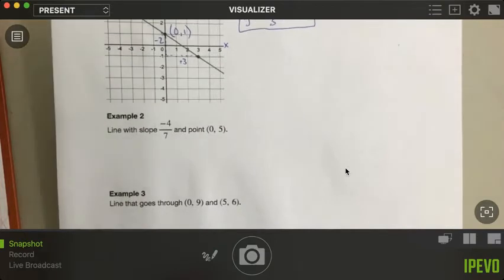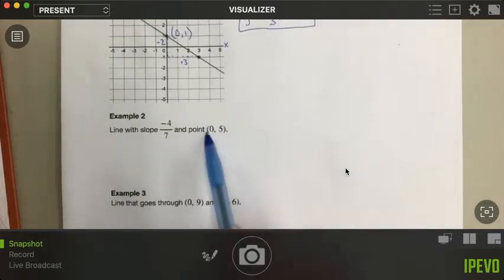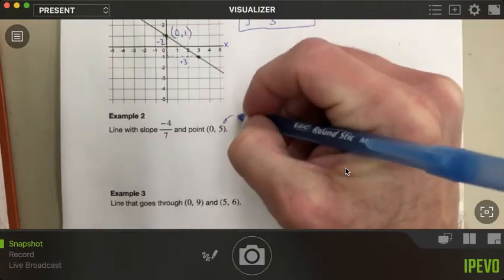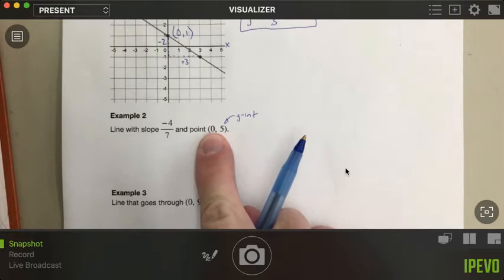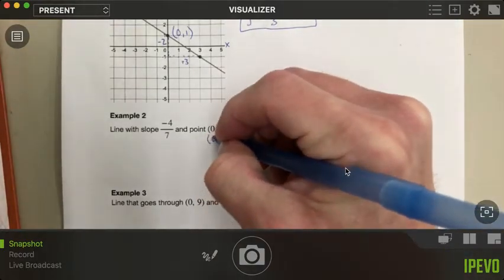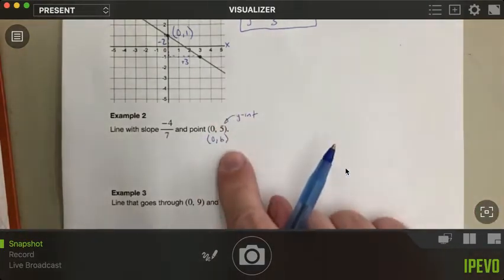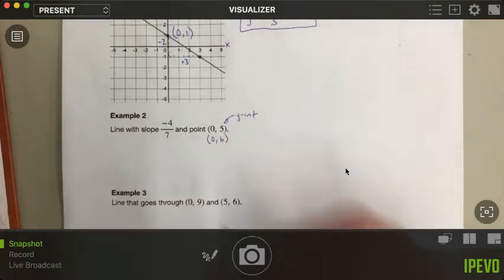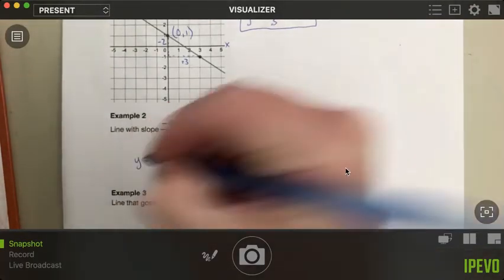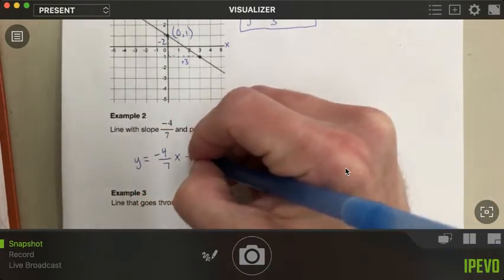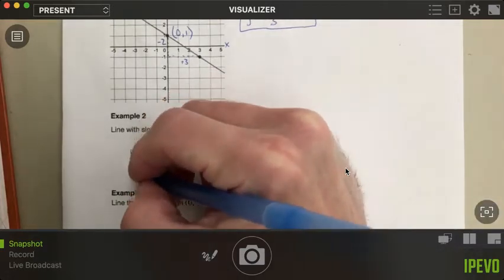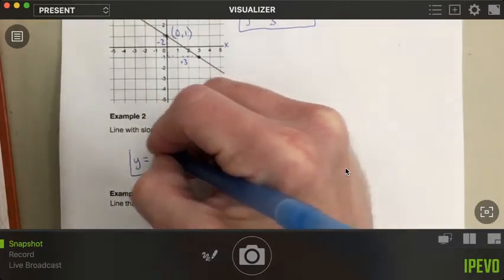Let's take a look at another example. Let's say I give you the slope, and I give you the point 0, 5. So right away, the 0 here, that should tell you that this point here is a y-intercept because the x value is 0. So if I think of this as 0, b, my b value is going to be 5. And so the equation for this line, since I gave you the slope, should be this.